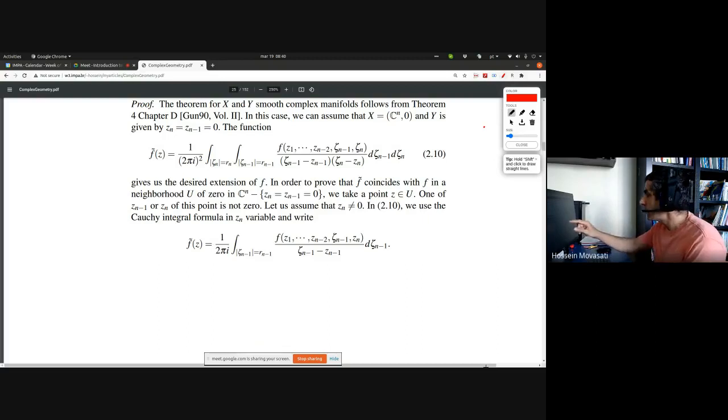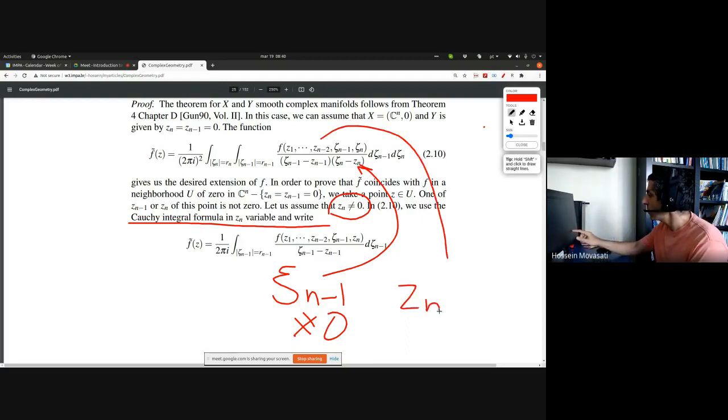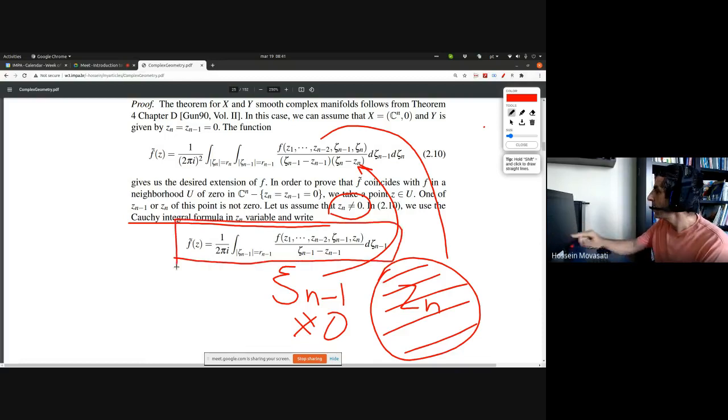Okay, so if Zn is not equal to 0, we can apply the Cauchy integral formula in Zn, because zeta n minus 1, which appears in this integral formula, is not 0. And this means that at the end of the day, this function with zeta n minus 1 fixed is defined in the whole disk of Zn. This means that we can apply the Cauchy integral formula and write f tilde in this format.